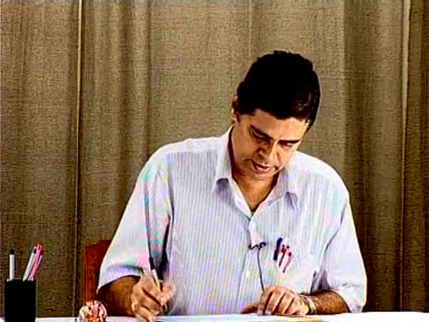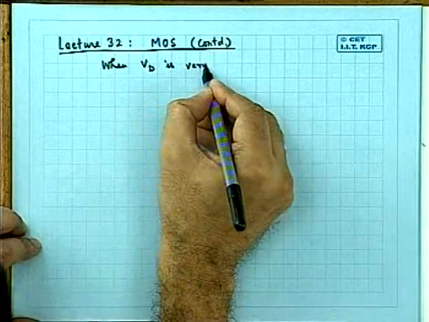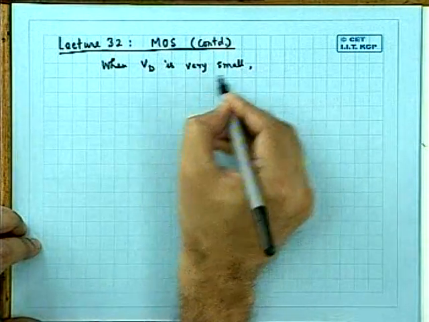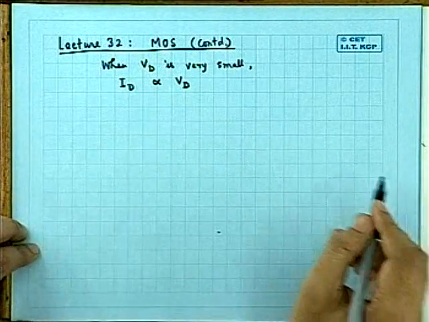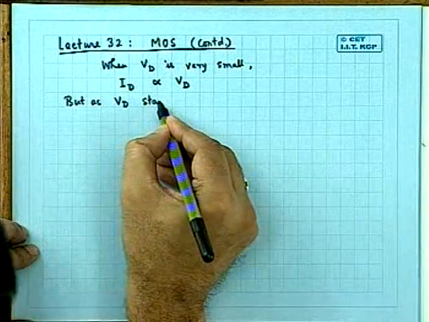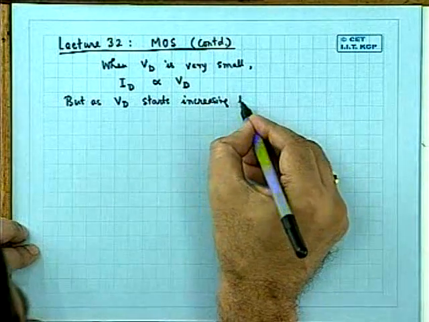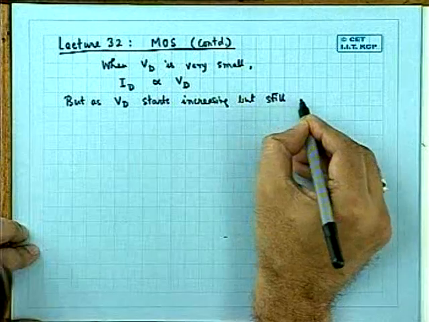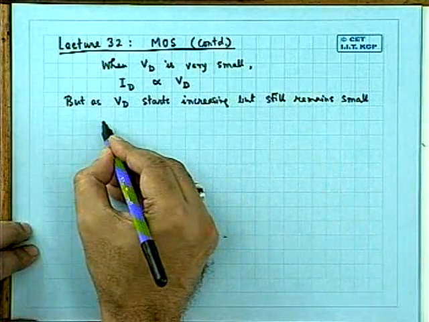Okay, so after what we discussed in the last class, let me once again tell you that when VD is very small, you remember ID is proportional to VD. But as VD starts increasing, but the device still remains on, then the nature of ID becomes something like this.